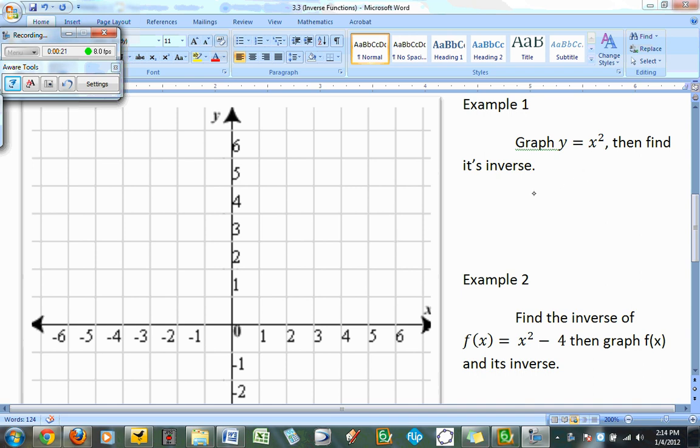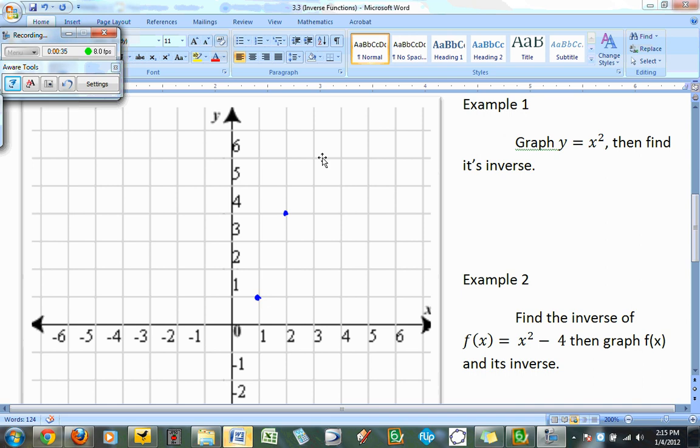If I plug in 1 for x, I get 1 for y, so I have an ordered pair (1, 1). If I plug in 2 for x, 2 squared is 4, so (2, 4). If I plug in 3, I get 9, which is way up there. If I plug in negative 1, I get positive 1 when I square it. When I plug in 0, 0 squared is 0. Negative 2 squared is a positive 4, and so forth. Remember, it was a parabola that looks like this, right?